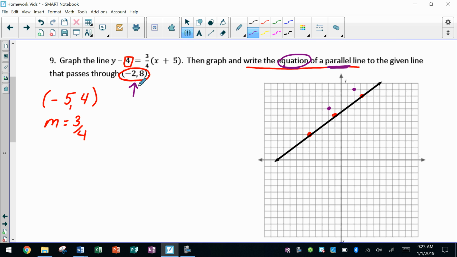So because you now know what slope you need to use in the point, use point slope, okay? Which again is y minus y1 equals m times x minus x1. And you really need to memorize that formula so that you can write the equation of any line quickly.